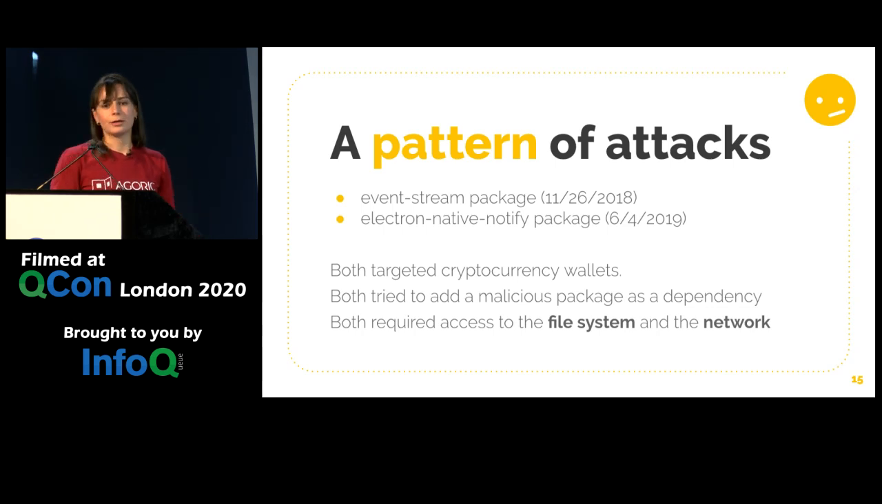We saw this pattern again last year with the electron-native-notify package. Again, this was trying to target cryptocurrency, and it was also using the file system and the network. But this one was caught by npm, luckily. So that's great, but I think we're going to see this pattern repeat itself unless we're actually solving the root cause of this problem.